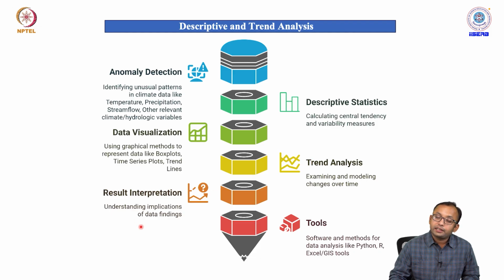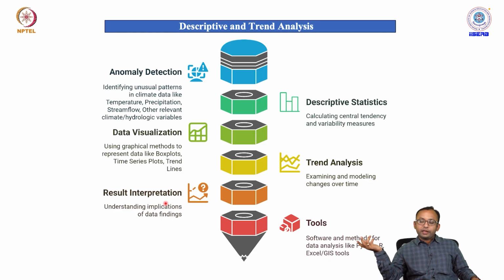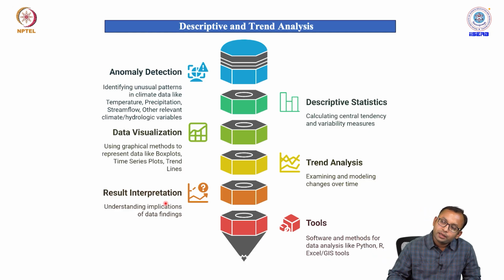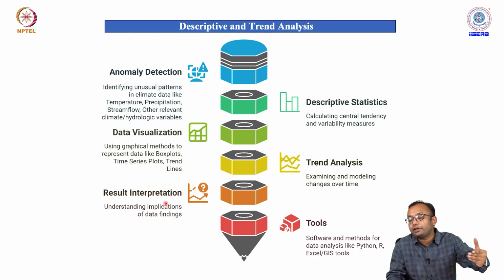Then there is result interpretation. You have to look at the findings of your data and understand their implications, and then you can correlate and tell which variable has a bigger role, which variable has a slightly lower role, which variable crosses a certain threshold more frequently, which variable is significantly affecting the occurrences of climate extremes in that particular region. Those kinds of interpretation can be done when we have done all of these analyses one by one.